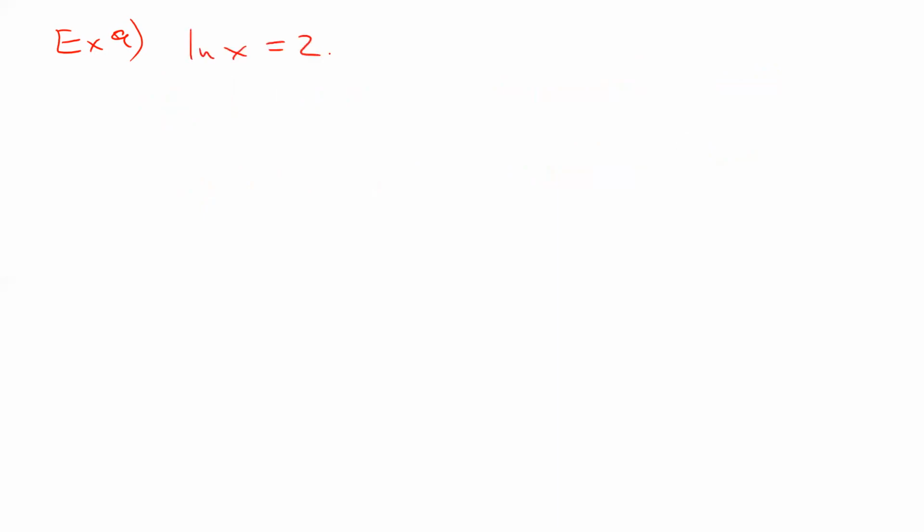So ln of x is equal to 2. I'm going to solve this to 3 decimal places. I want to know what x is, so solve for x. That's my question. Now we're stuck, right? Because we're stuck inside an ln function. So let's go with it here.